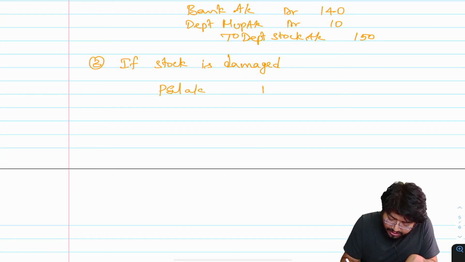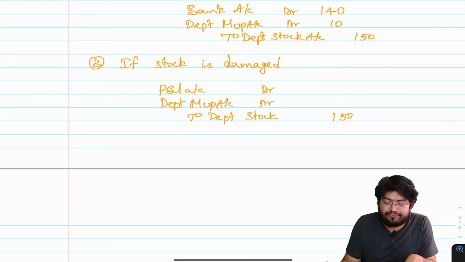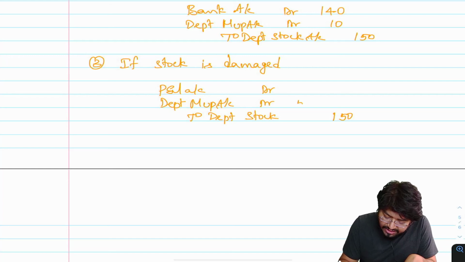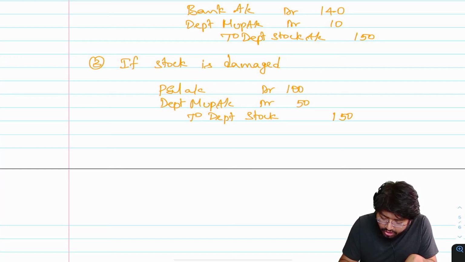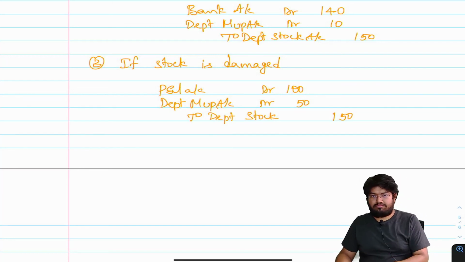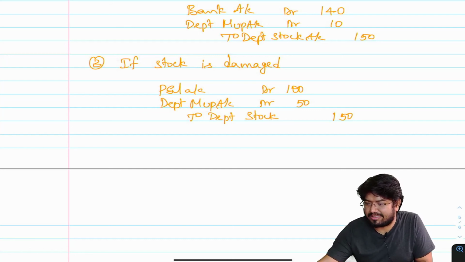P&L account debit, department markup account debit, to department stock. Your department stock is 150, out of this profit is 50, your original cost of 100 rupees is what you are going to charge off to P&L. Am I making sense? Yes, sir. All right. Next.